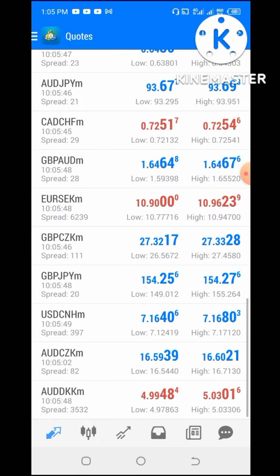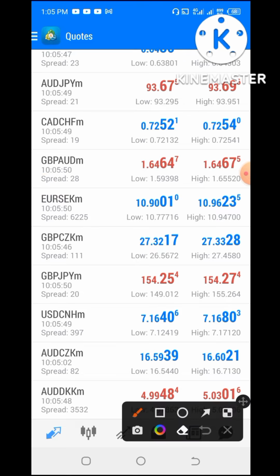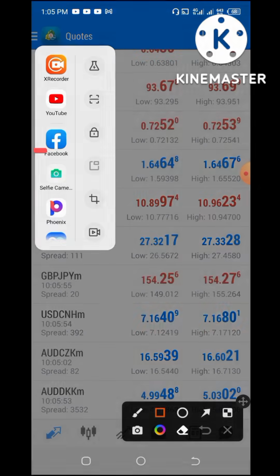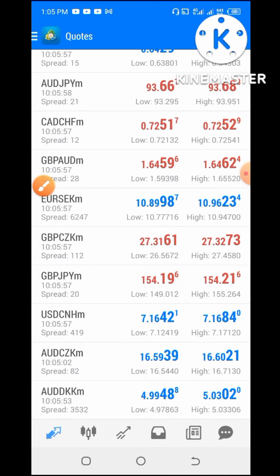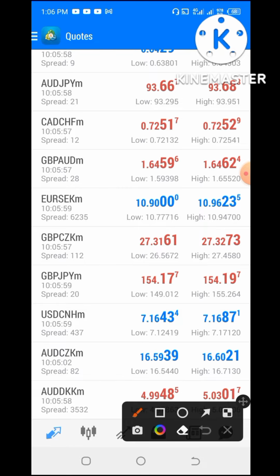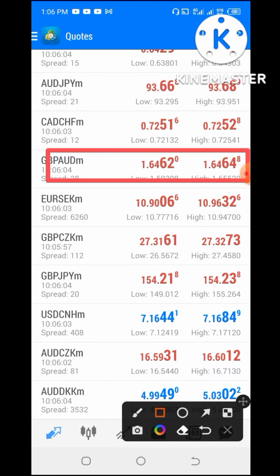Cool. Now, if you've understood what that bid price means, let's move to the next step, which is our ask price. I'm not just good at editing stuff, so guys, you have to bear with me. So now let's move to the ask price. This is the ask price, and we are looking at the ask price of GBP/AUD.